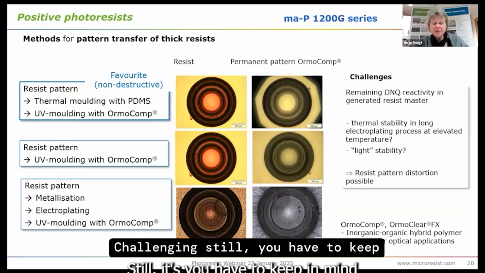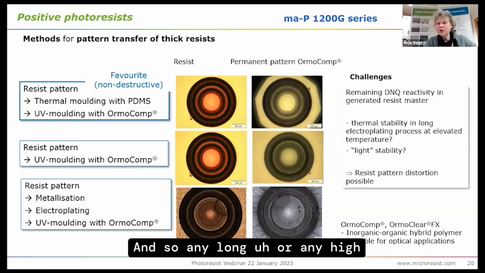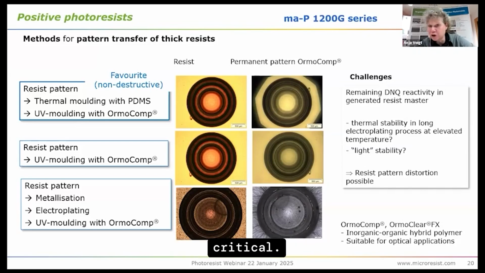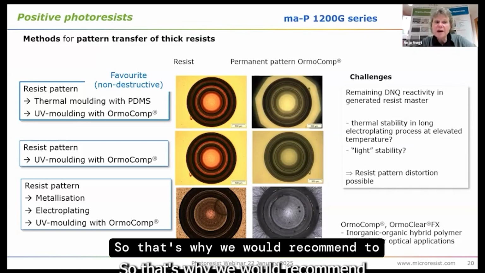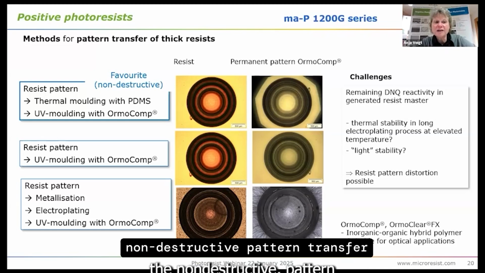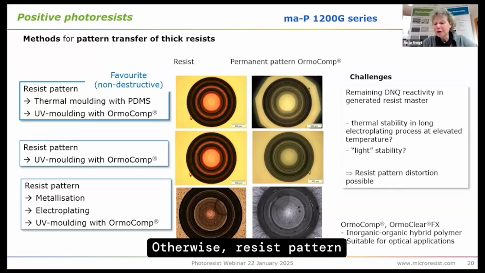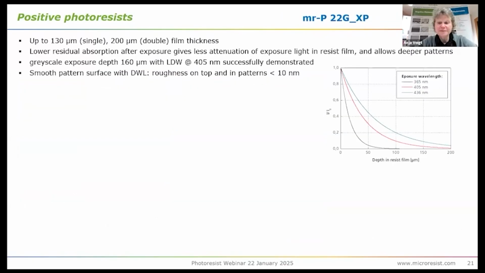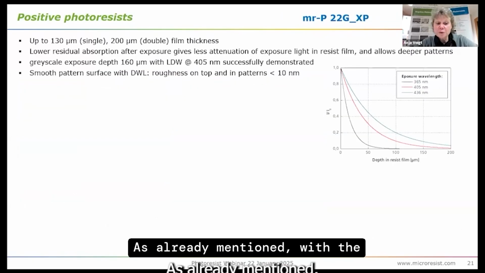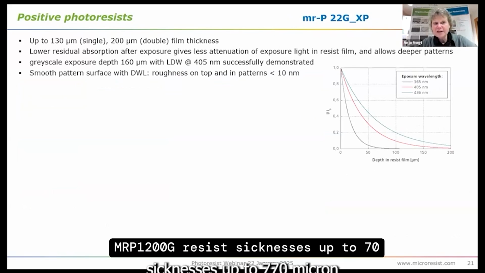Still, you have to keep in mind the master is still light sensitive, and so any long or high thermal treatment could be critical. That's why we would recommend using the first one, the non-destructive pattern transfer process. Otherwise, resist pattern distortion could be possible. As already mentioned, with the MRP 1200G, resist thicknesses up to 70 micron can be obtained and patterned.